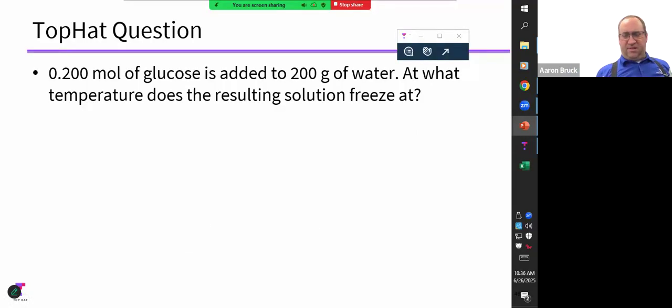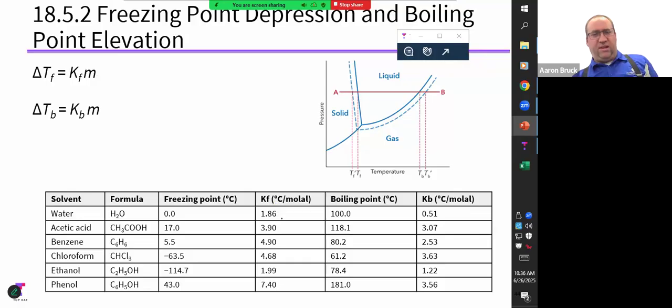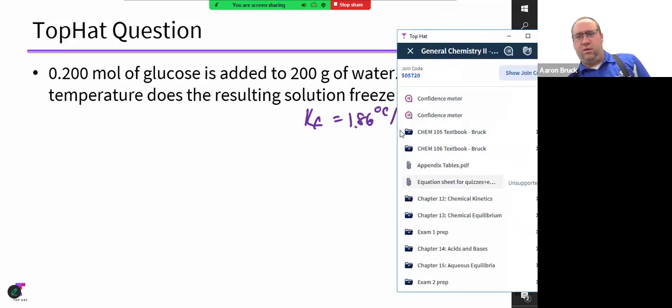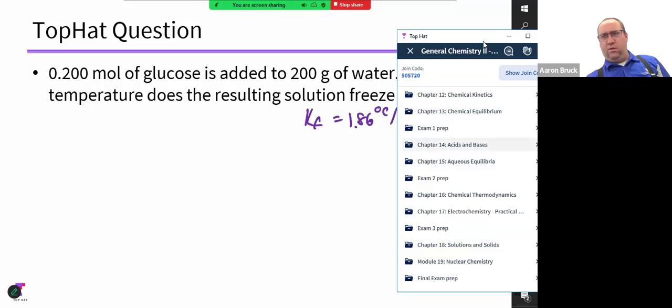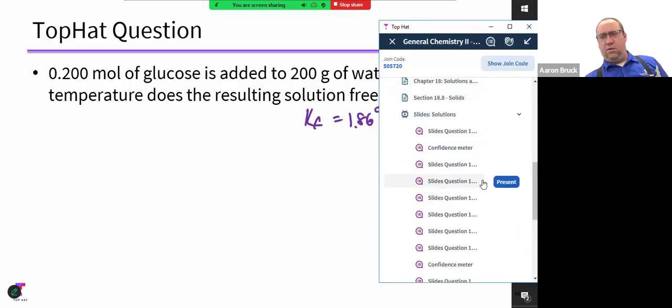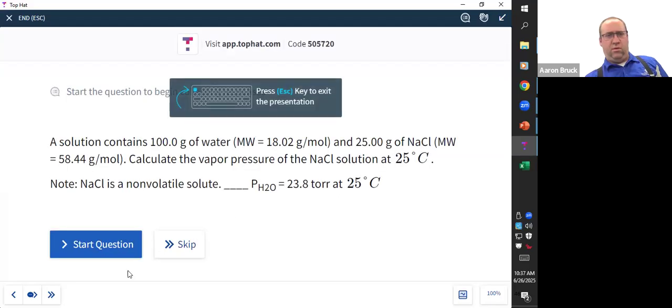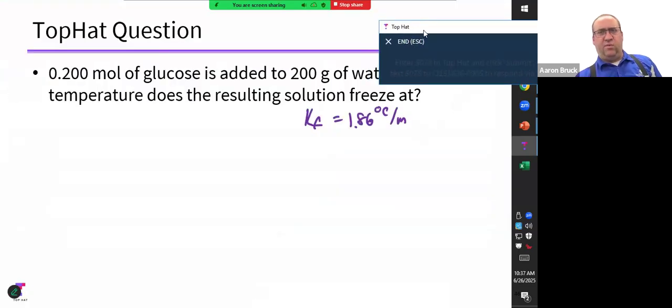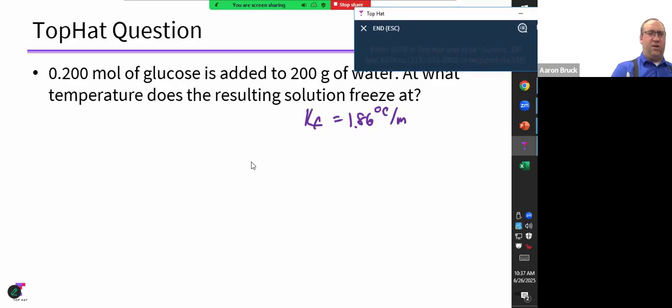Okay, so before we open this one up, let's just make sure we grab the important piece of information off of the information table. So Kf for water is 1.86 degrees Celsius per molal. So we have 0.2 moles of glucose added to 200 grams of water. At what temperature does the resulting solution freeze?